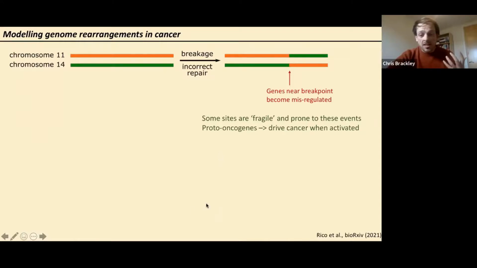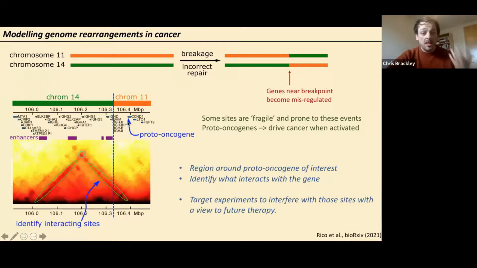So with some collaborators in Newcastle, I've been using these simulations to study specific proto-oncogenes. There's one example called CCND1, and we're doing simulations looking at what changes after these genome rearrangements, and at what different regions are interacting with this gene and what's driving their misregulation. And now my collaborators in the lab are doing some targeting experiments to try and interfere with the interactions that these genes are having, with a long-term view of using that as some kind of future therapy.